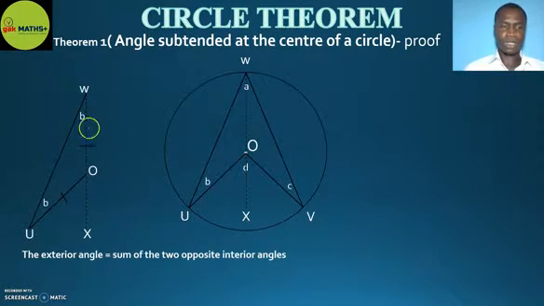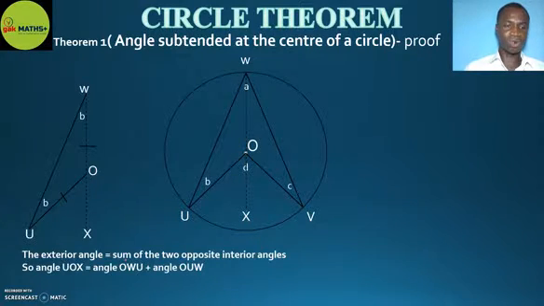Now, if you take a closer look at the shape, you will note a relationship between the interior angles and the opposite exterior angles of the triangle, and that is the exterior angle is equal to the sum of the two opposite interior angles. So we have our angle UOX to be equal to angle OWU plus angle OUW, and that gives us B plus B, which is equal to 2B.